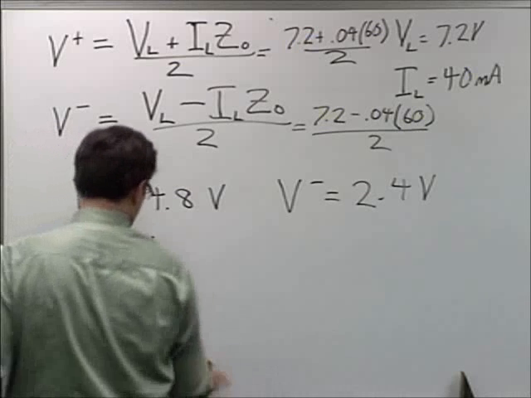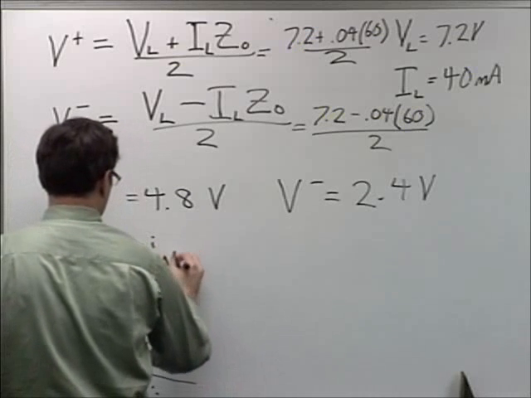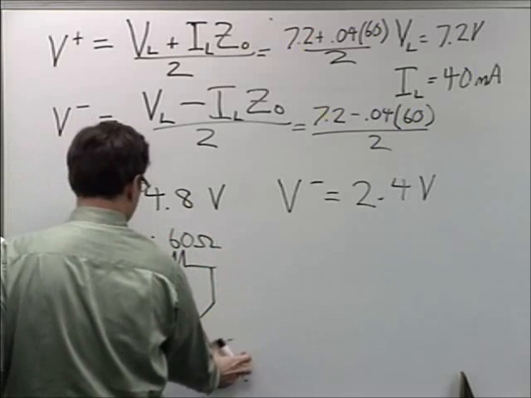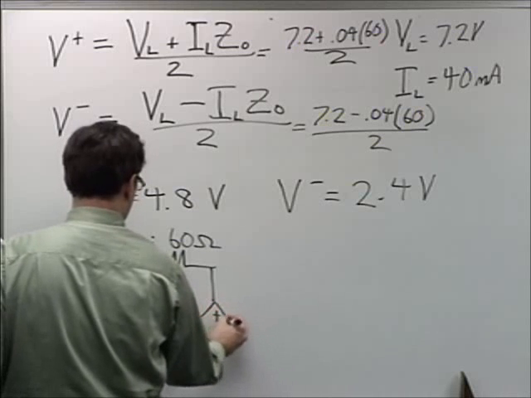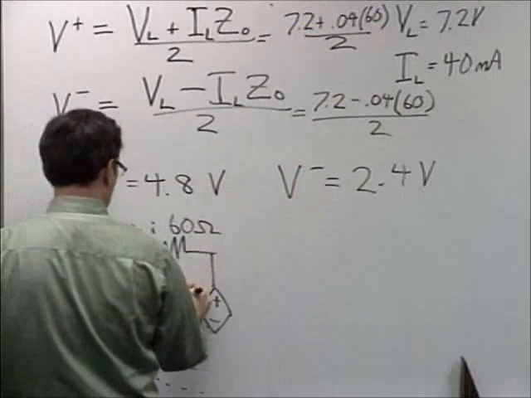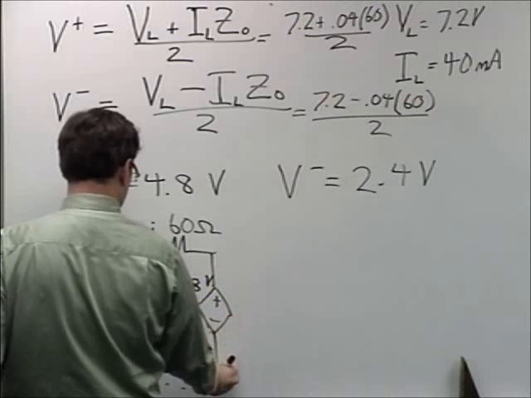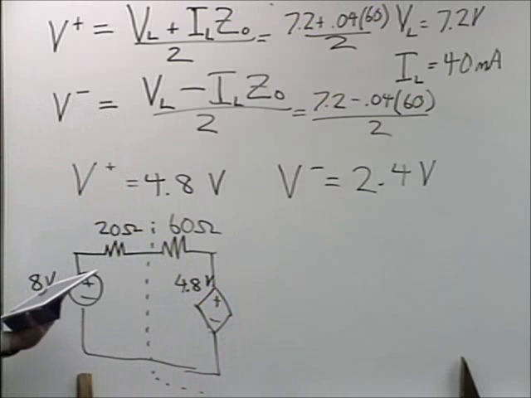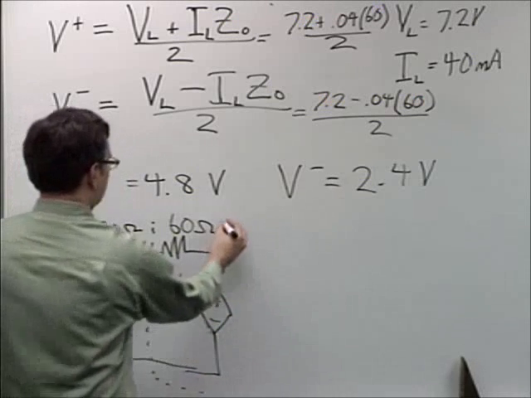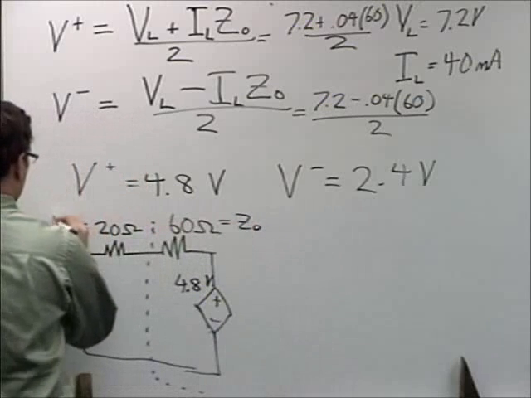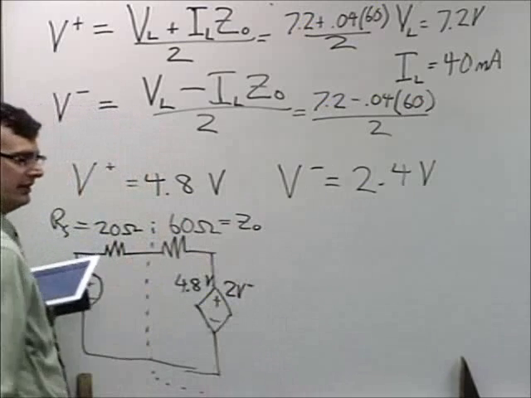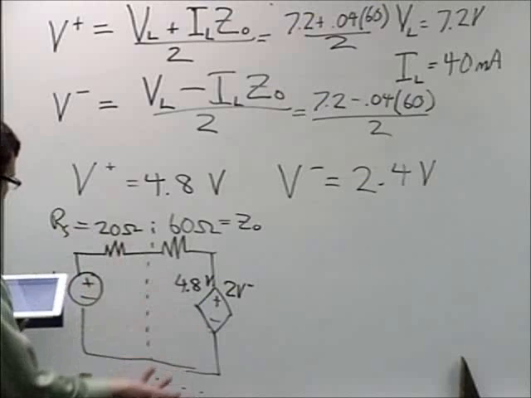According to my equivalent model, I've got 60 more ohms in series and a dependent source that's supplying a total voltage of 2V minus, or 4.8 volts. Does that make sense? Oh, yeah. That's right. This is Z0, and this is our source side resistor. And of course, this is 2V minus, whatever the backwards traveling wave is at that point. Does this circuit check out?